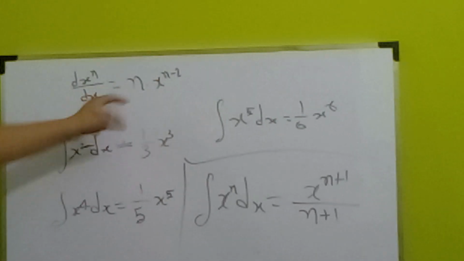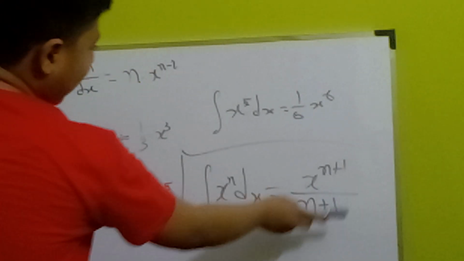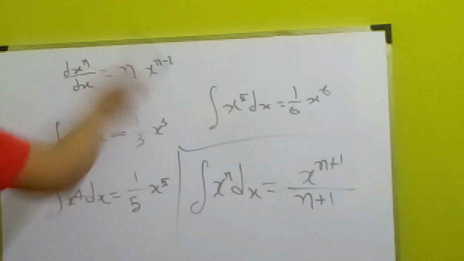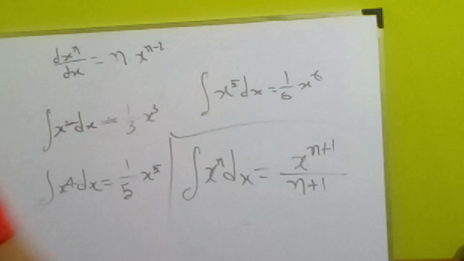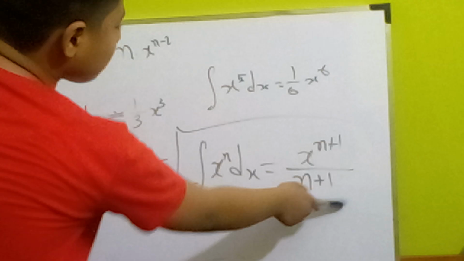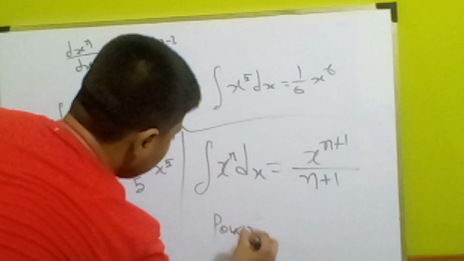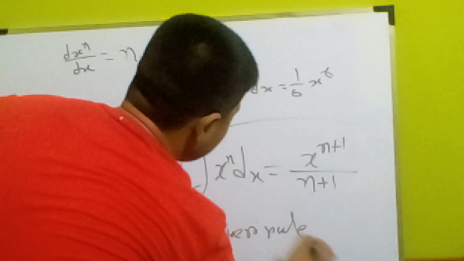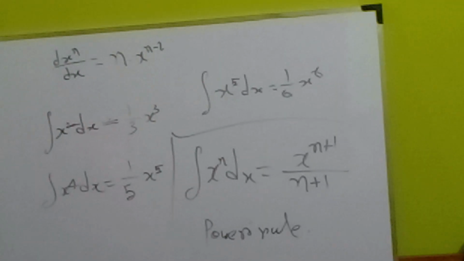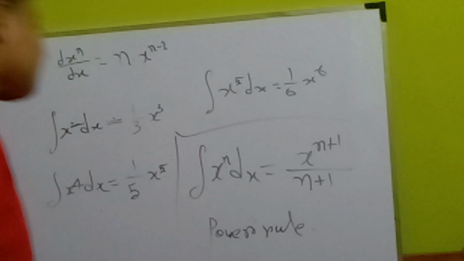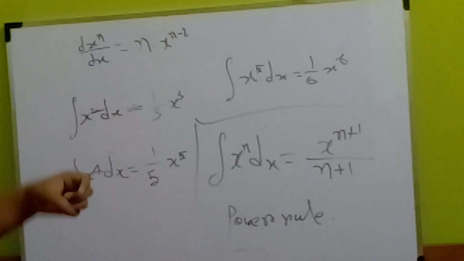Here notice, we did the exact opposite thing. Here we added 1 and here we subtracted 1. Here we multiplied by n, but here we divided by n plus 1. This is known as the power rule of integrals. The previous thing here is called the power rule of derivatives. This is the power rule of integrals. Is it clear now?